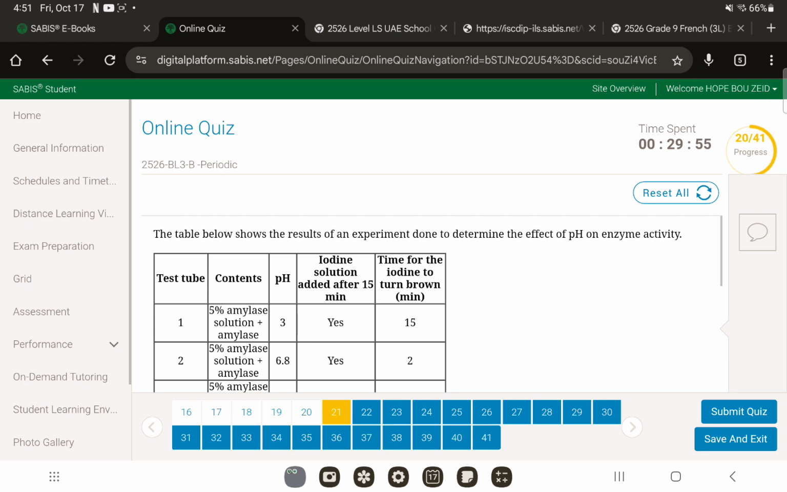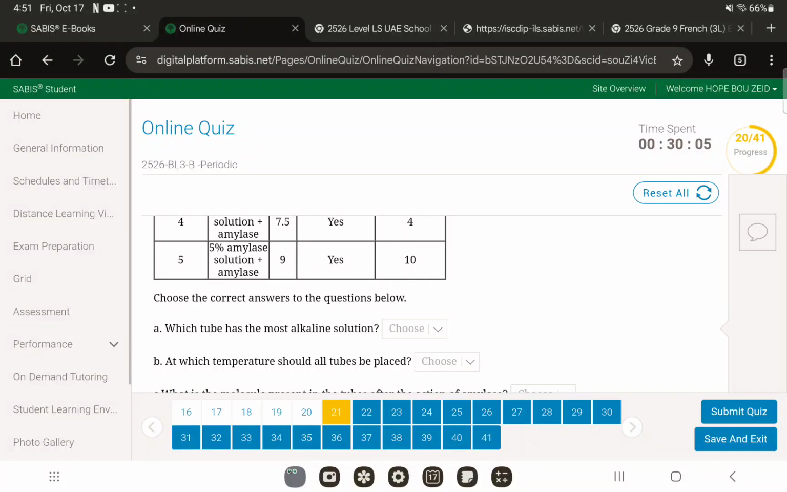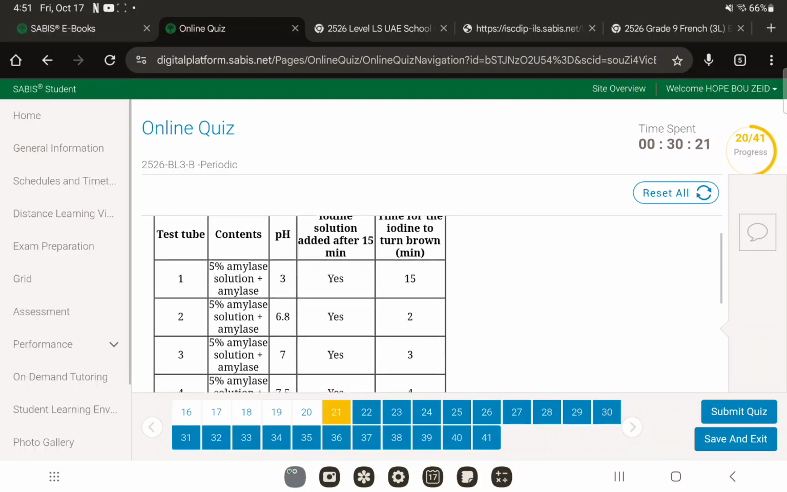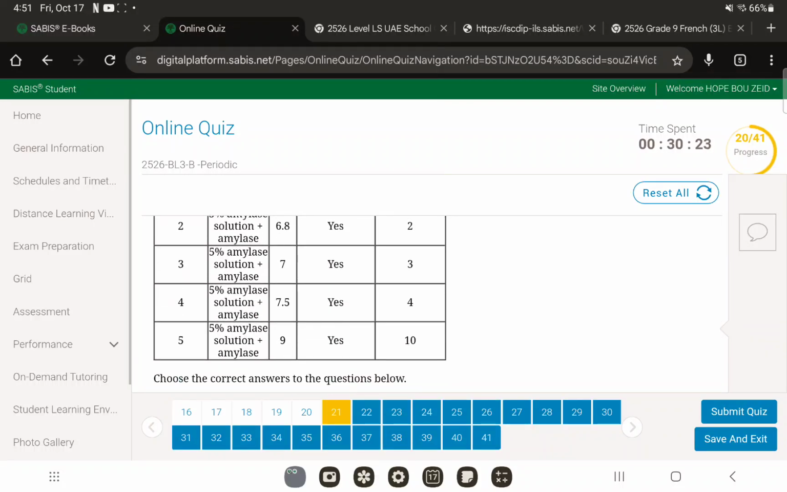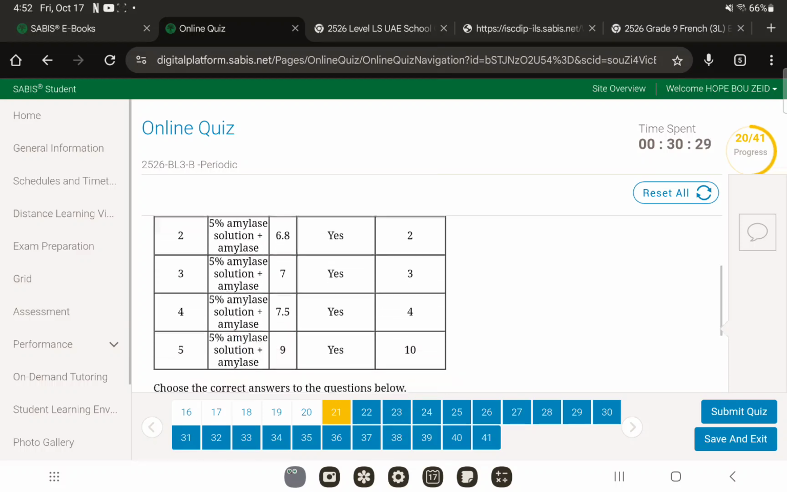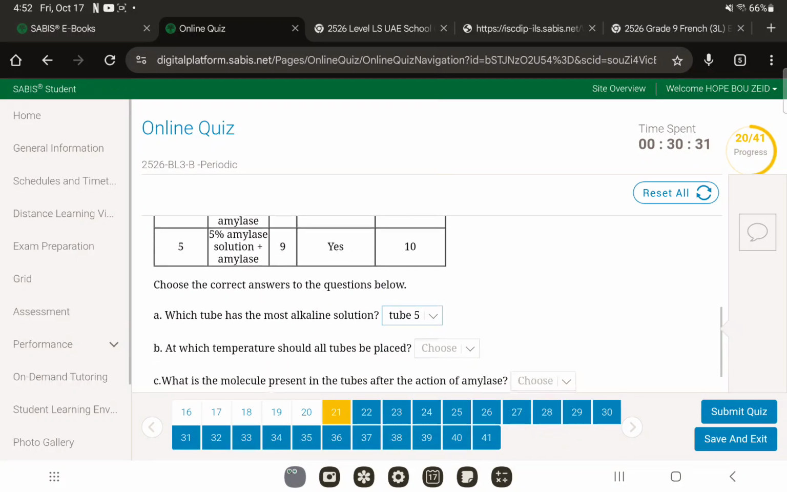The table below shows the result of an experiment done to determine the effect of pH on enzyme activity. Okay, which tube has the most alkaline solution? Alkaline means basic, so from 8 till 14. So which one has the highest pH, basically? Just check the pH. 3, 6.8, 7, 7.5, and 9. 9 is the highest, and the one with pH 9 is test tube 5. So just put test tube 5.